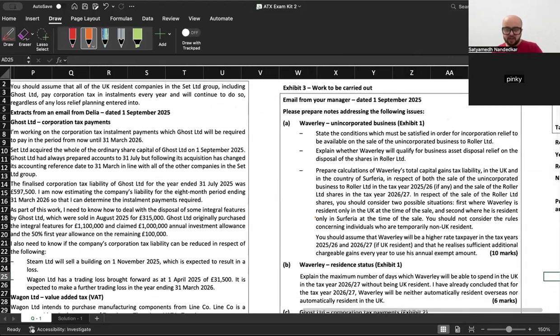The first part asks: conditions which must be satisfied in order for incorporation relief to be available on the sale of unincorporated business. For this part of the question, it's okay not to refer to the facts of the case, because what have they asked you? They have only asked you conditions to be fulfilled for incorporation relief. You mention the word Roller Limited and all of this, but you just mention the terms and conditions.